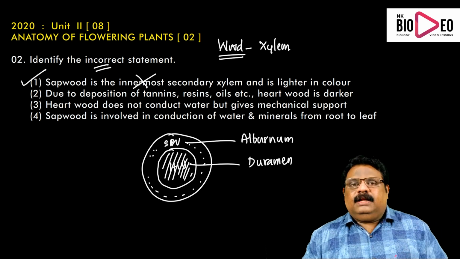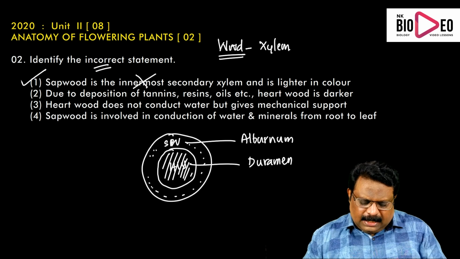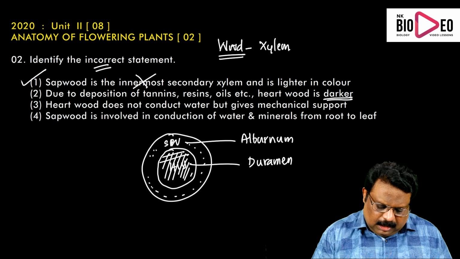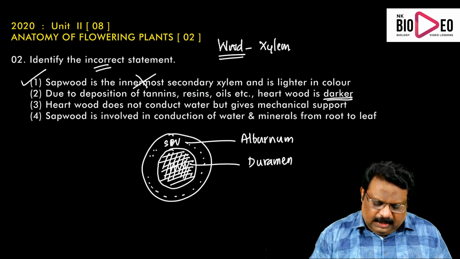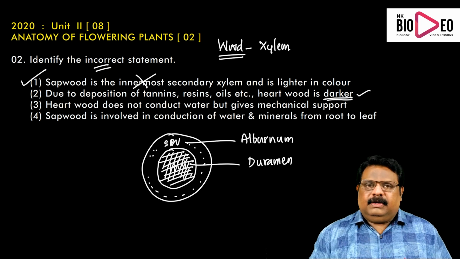Okay, we have to find out the incorrect statement. Now we can see the other statements. Due to deposition of tannin, resin, oil, etc., heartwood is darker. The centrally located heartwood is the darker one. That is the right statement. Heartwood does not conduct water because it is dead.